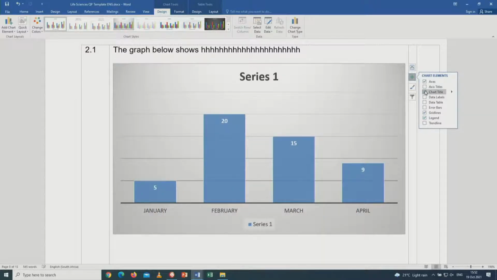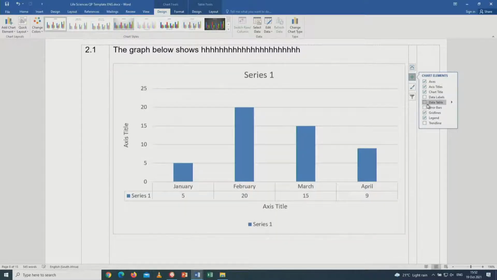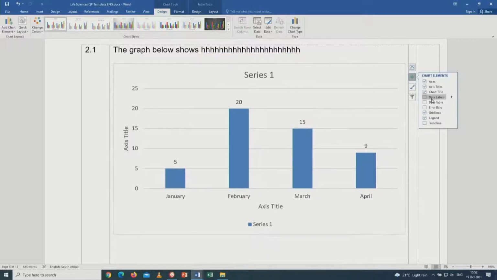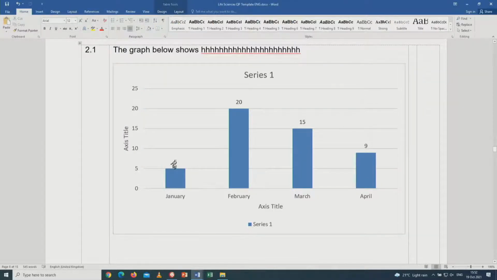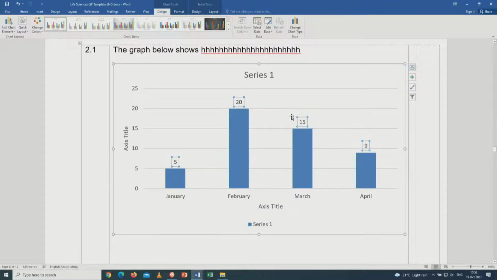Okay, at least I want a chart title. I want axis titles. And I want data labels. I'm going to explain now. The data labels are these on top there, the 5 and the 20 and the 15. Sometimes in a paper you don't want to show learners that they must read from the graph, then you don't put it in. Otherwise you can put it in.